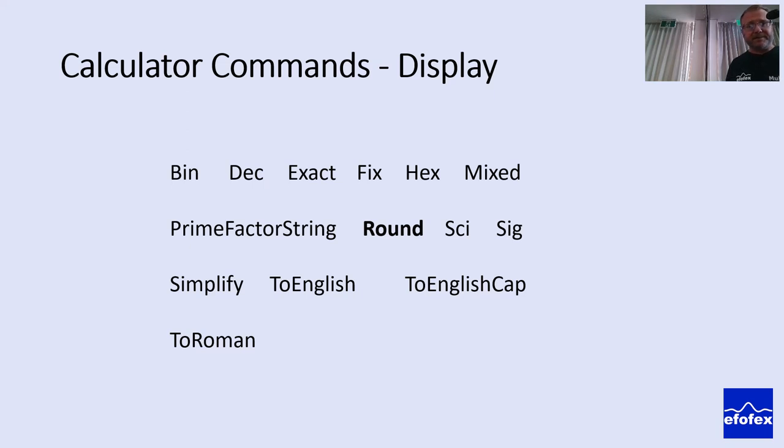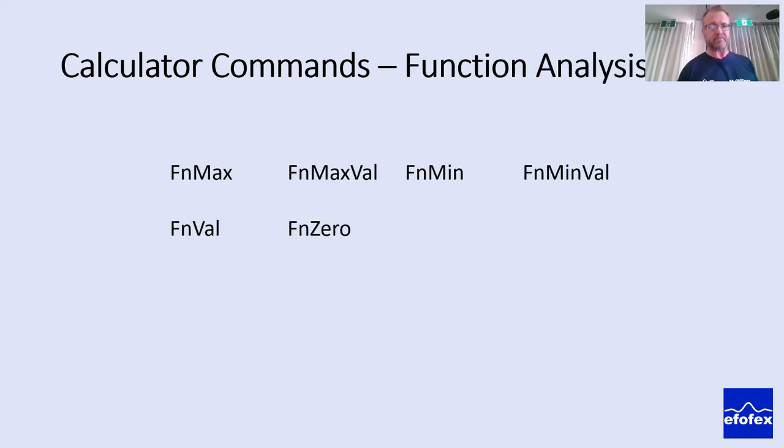To English is fun. To English means you can be grammatically correct. Come up with the number 17 from a parameter. But when you put it in the document, it comes out as the word seventeen. So the English teachers don't try and skin you alive. To Roman turns your number into a Roman numeral. I think it goes up to about a million or something, I can't remember.